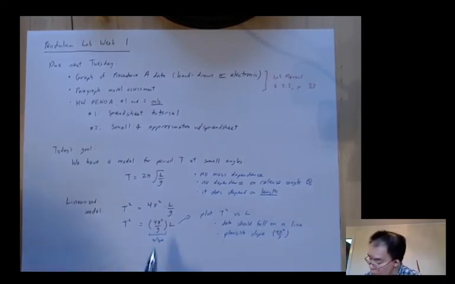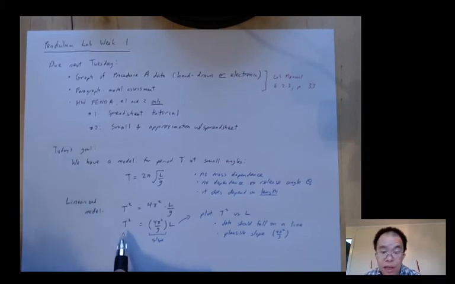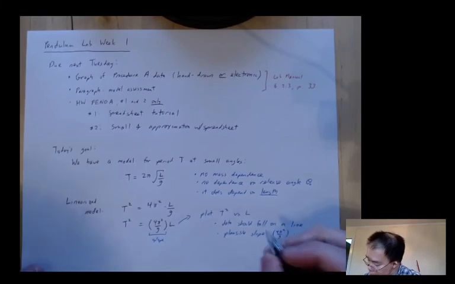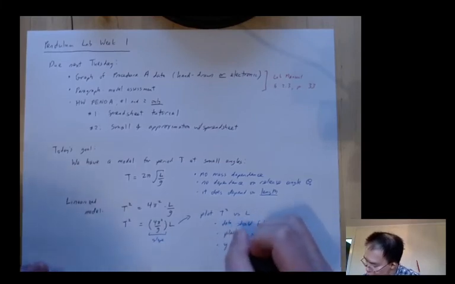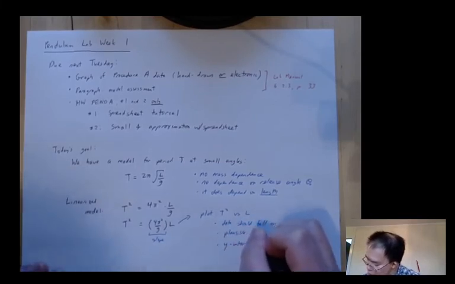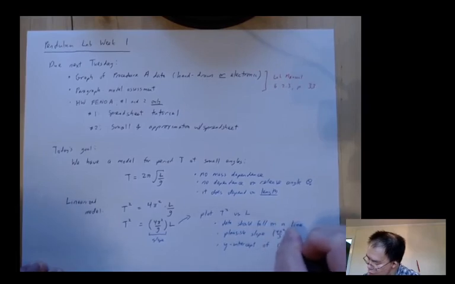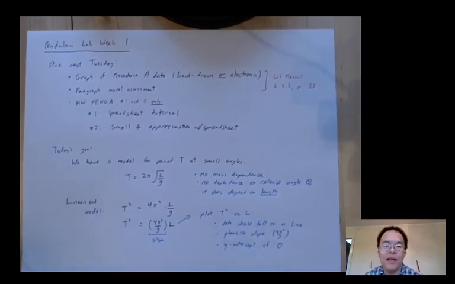As you can see from this equation, T squared is like y and L is like x. There's no intercept here, so we should have a y-intercept of 0. So let's go ahead and look at the experimental setup, and then that's what we'll be checking this week in procedure A, as we measure the period for a whole bunch of lengths and see what happens.